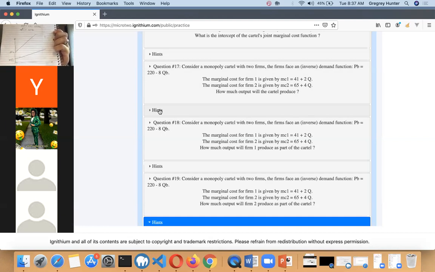Okay. So you can see from the problem that firm 1 has a marginal cost function of 41 plus 2Q. And firm 2, or production unit 2, or factory 2, if you want to call it that, that's fine, has a marginal cost MC2 equal to 65 plus 4Q. So you can see that MC2 is everywhere above MC1. So this is the low cost firm, and that's the high cost firm.